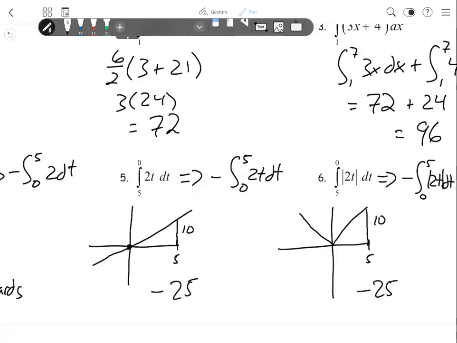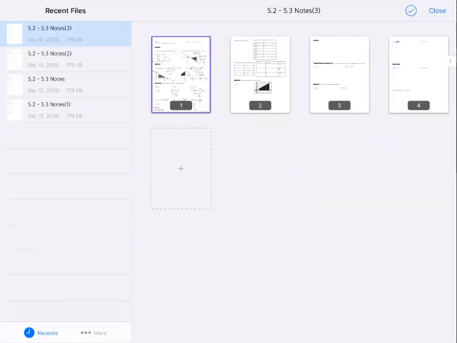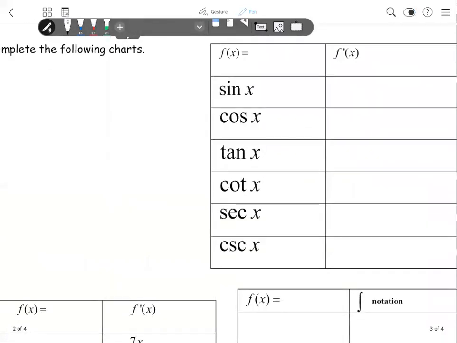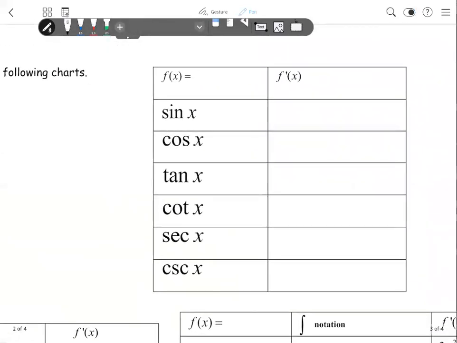Okay, so let me stop right here for just a second. Any questions over anything on the first page that we have done so far? Okay, well, I need you to turn to the second page, and let's look at the charts here. We got a little review of our trig derivatives. You should know these. That's adorable.